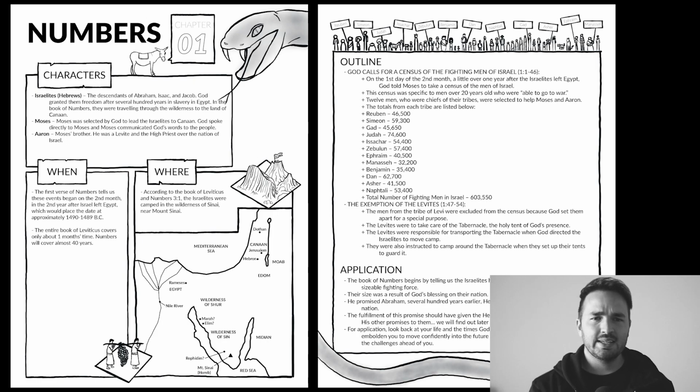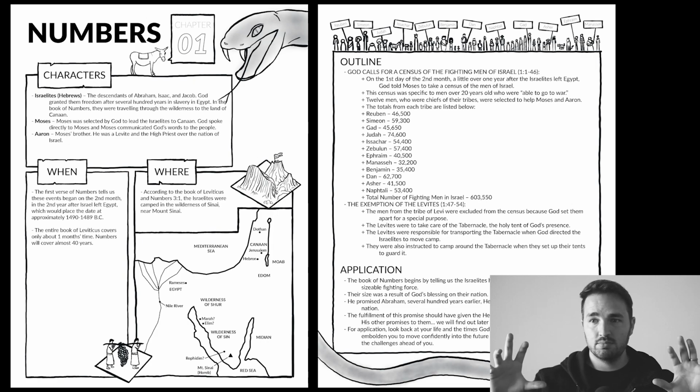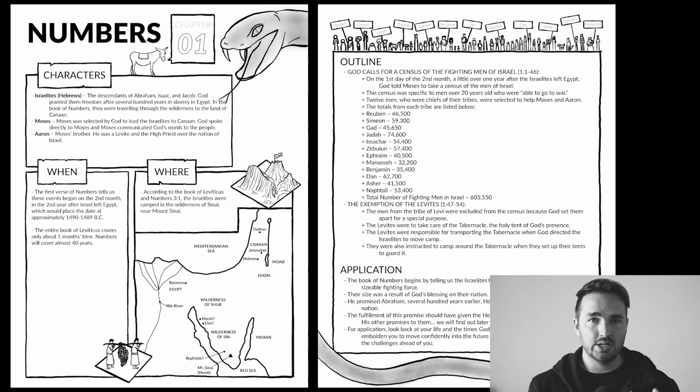Basically these outlines seek to cover the characters of each chapter, when on a timeline these events happened, where they happened, and then just to give a summarized outline of the main events, things that are discussed in the chapter, and then to draw an application that we can use in our own lives and take something away and apply it into our daily living.